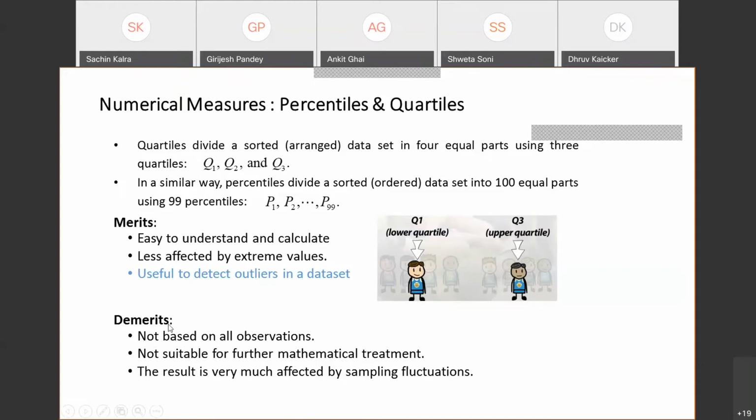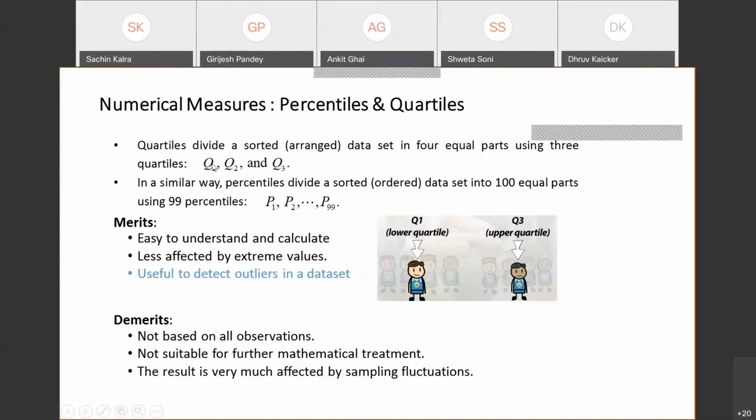Okay, what are the demerits? Not suitable for further mathematical treatment. We cannot do any further mathematical treatment. Not based on all observations. So, why did I put this line? Just a second. Okay, please ignore this one. I'll remove it. I don't even remember why I put it here. I think it got copied. So this is not the right line. These are based on all observations mainly.